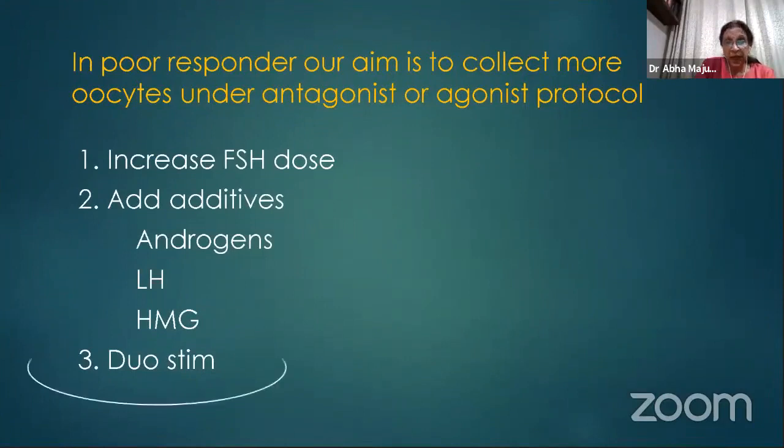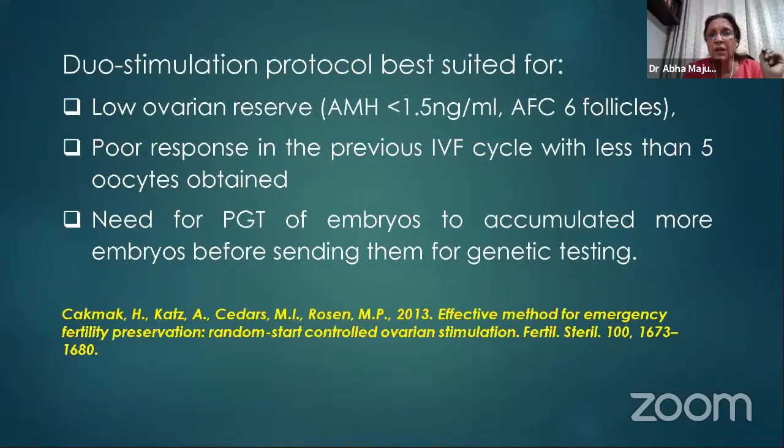Having said that, I would come to the last one, DuoStim. Now, DuoStim means, as the word goes, double stimulation, and it is best suited for low ovarian reserve. That means AMH less than 1.5, AFC less than 6. I should have said AMH less than 1.2. Also poor response in the previous IVF cycle with less than 5 oocytes obtained, and need for PGT of embryos, to accumulate more embryos before sending them for genetic testing.